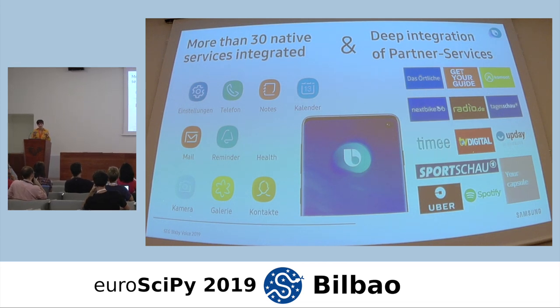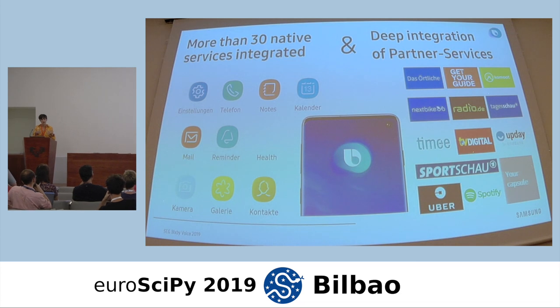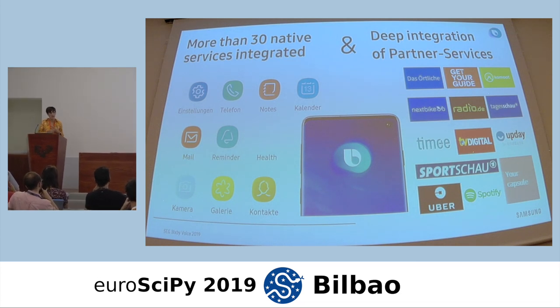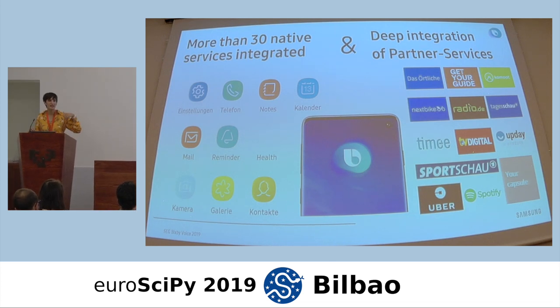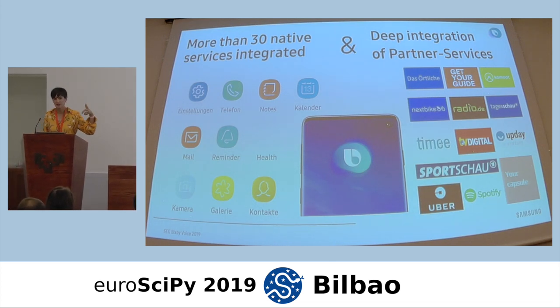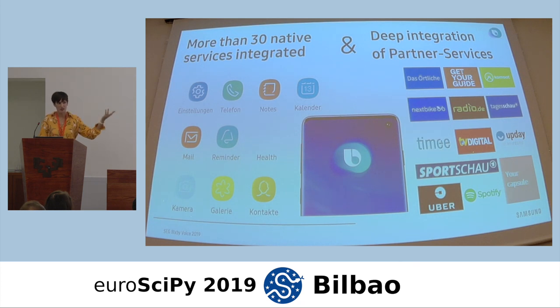And since the integration is so deep, we don't use dispatch names. Dispatch names are, for example, "Hi Bixby, tell Deutsche Bahn when the next train is coming." You just say, "Hey Bixby, when is the next train coming?" And Bixby is smart enough to map it to the provider that should give that information.